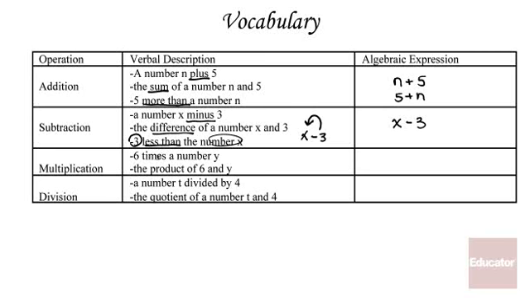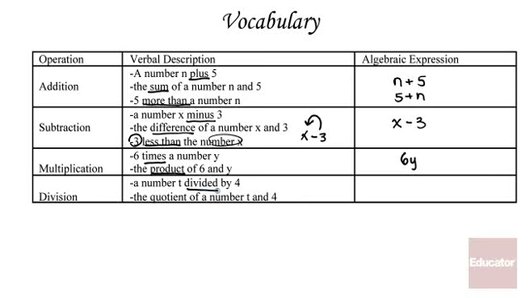Next, let's go to multiplication. 6 times the number y. Times is your keyword. The product of 6 and y. Product is your keyword. So in multiplication, the order doesn't matter either. However, in algebraic format, it's usually written with the number right next to the variable, so 6y, without any multiplication symbol in between.